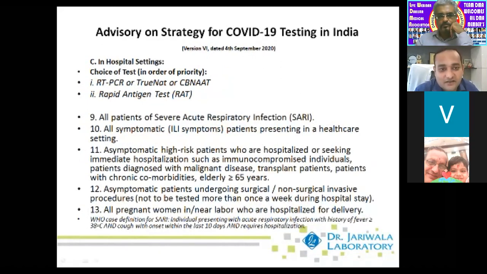Now, category C deals with hospitalized patients or hospital settings. This includes all SARI patients, ILI patients who present in OPD, then asymptomatic high-risk patients who are hospitalized or are seeking any surgical or non-surgical procedures, and all pregnant women in or near labor for hospitalized delivery. For all these kinds of cases, it is recommended to do an RT-PCR first. Next, please.